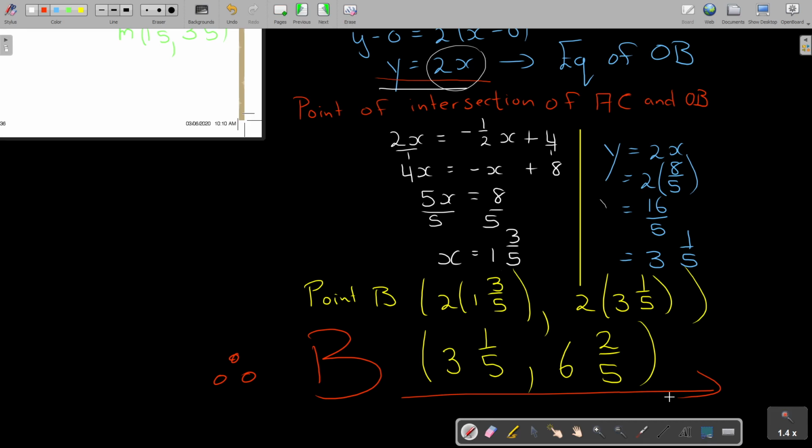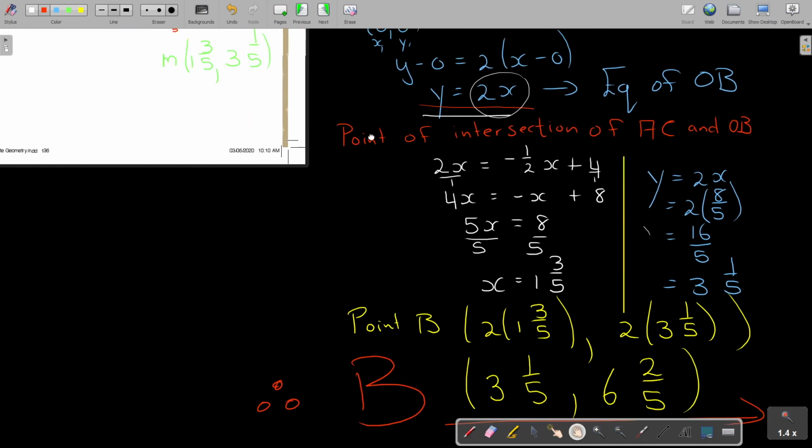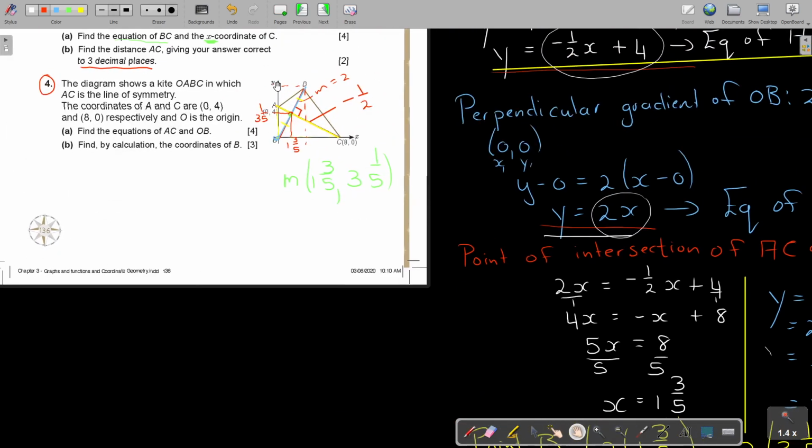You can also use vectors, but for that you can go look in the teacher's guide. Your ordinary vectors will also be enough to help you. It's just showing you that this movement and this movement are the same. So that's also 1 and 3/5, that's also 3 and 1/5. If you are taking it from the origin, it's just going to be double that point. And that's how you do it.